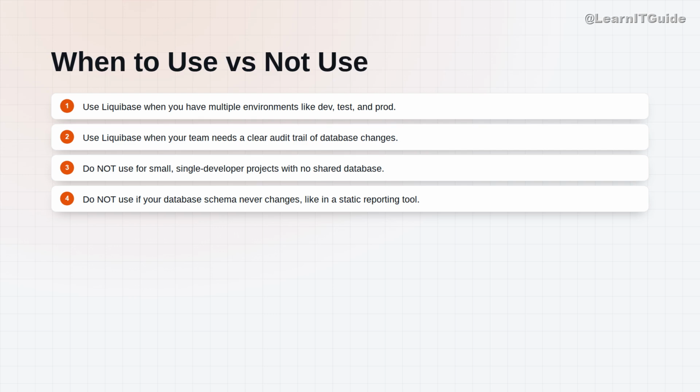Specifically, use Liquibase when you have multiple environments like dev, test, and prod. Use Liquibase when your team needs a clear audit trail of database changes. Do not use it for small single developer projects with no shared database. And do not use it if your database schema never changes, like in a static reporting tool.